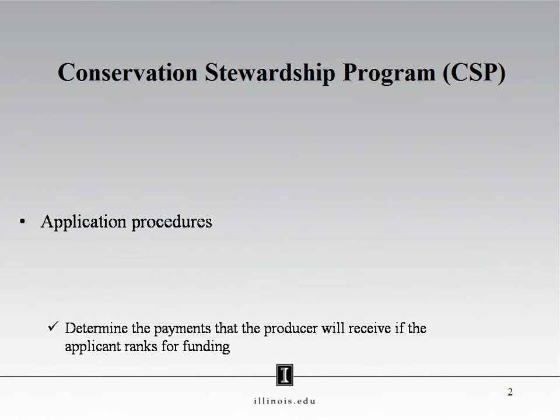Producers who want to enroll in this program can submit their application to local NRCS service centers. Then applications are evaluated with the so-called conservation measurement tool. Finally, NRCS determines the payment that the producers will receive if the applicant ranks high enough.